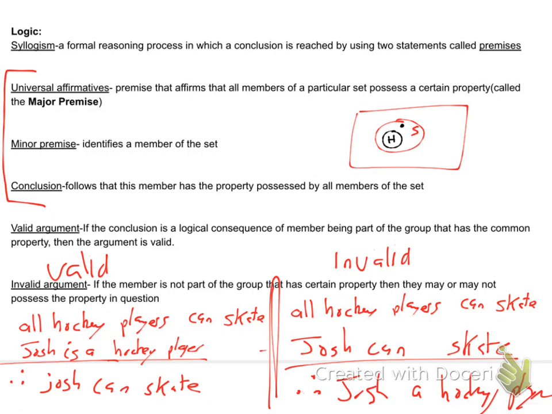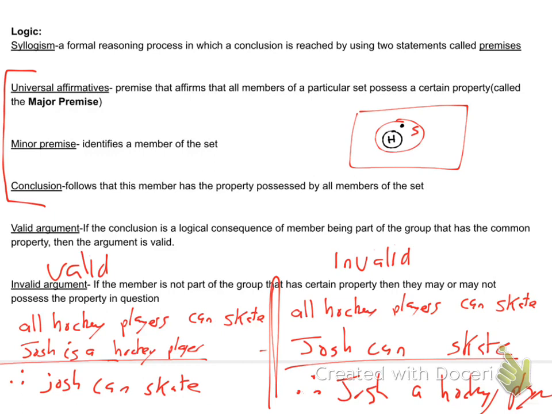A table has four legs, right? Doesn't make it a chair. Remember, go back to the one: all chairs have four legs. Right. So a table has four legs. Therefore, it's a chair, right? No. It wouldn't be a chair. So that's what we have to deal with.